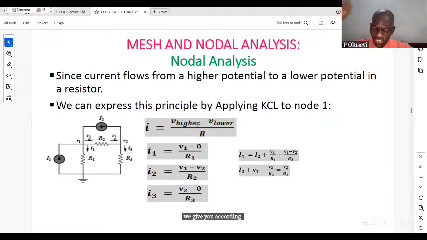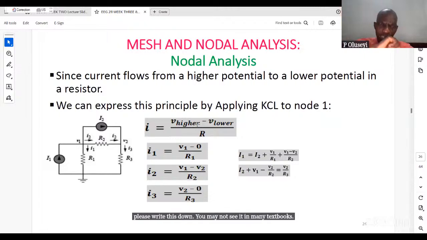Will give you your current. Please write this down. You may not see it in many textbooks. Okay, if you maintain this general equation, V higher minus V lower over R, let's take I1. The current that will flow through the resistor R1, I1, the lowercase i1.